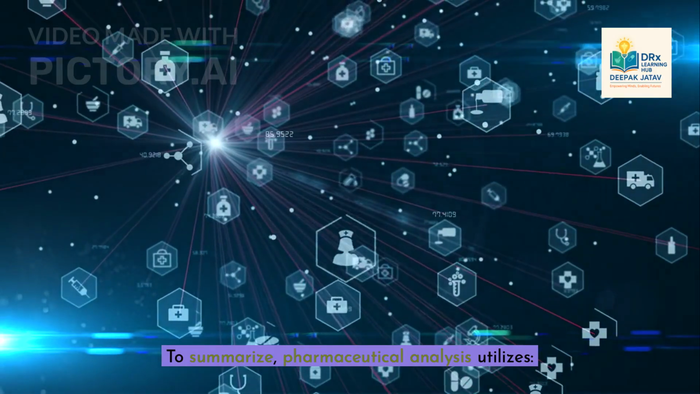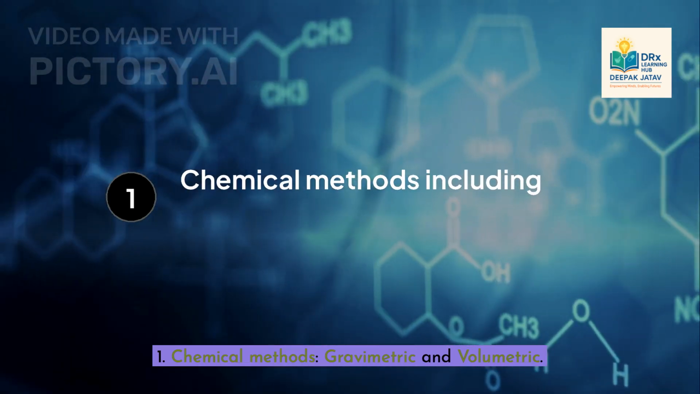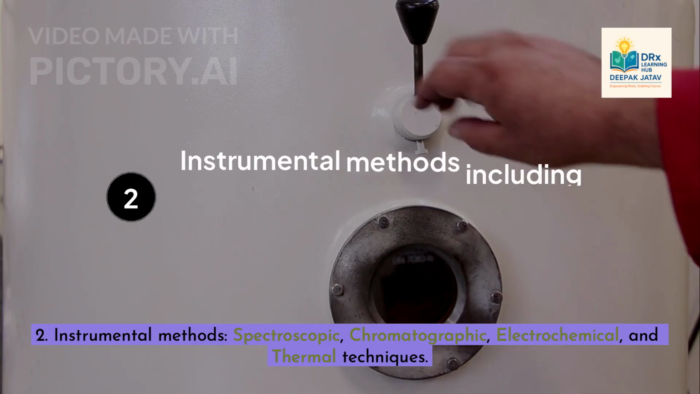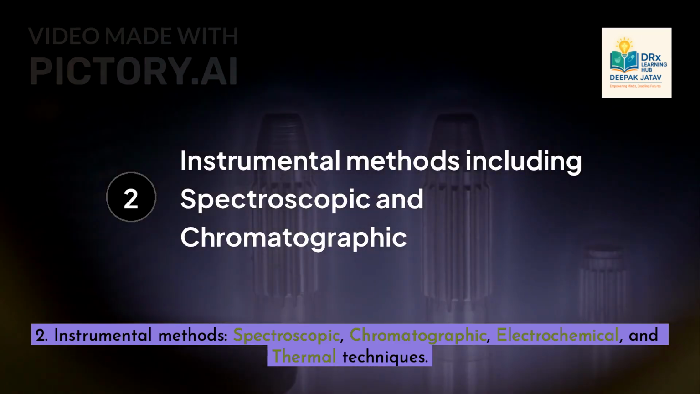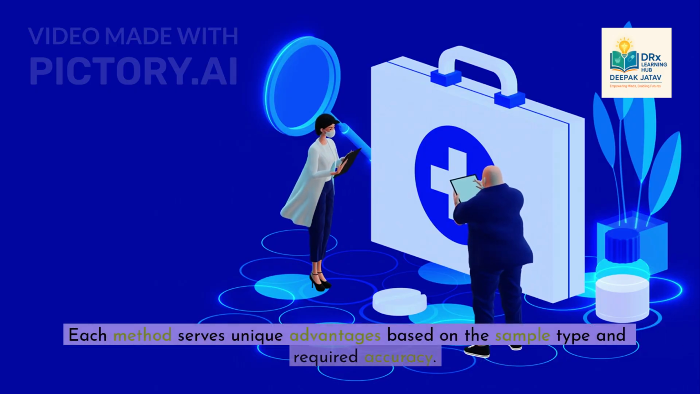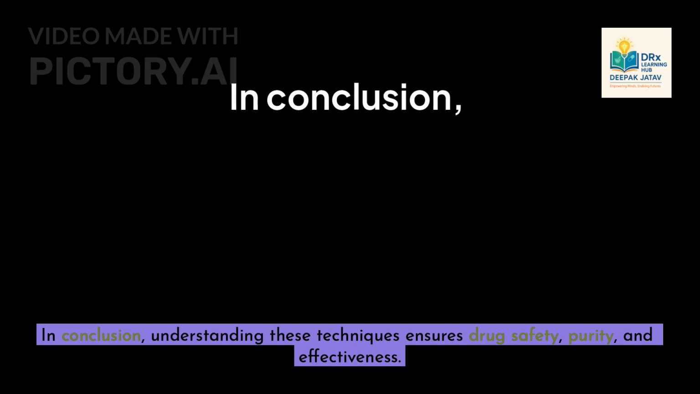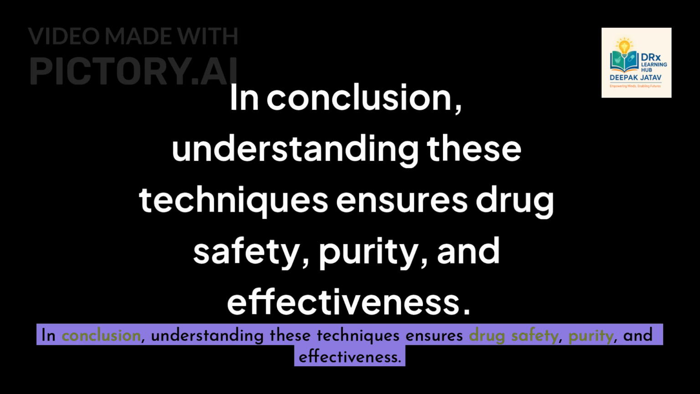To summarize, pharmaceutical analysis utilizes chemical methods, gravimetric and volumetric, and instrumental methods: spectroscopic, chromatographic, electrochemical and thermal techniques. Each method serves unique advantages based on the sample type and required accuracy. In conclusion, understanding these techniques ensures drug safety, purity, and effectiveness.